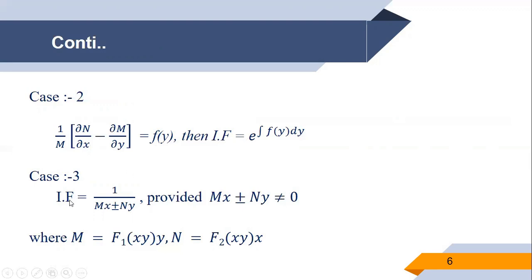Case 3. If the differential equation of the form M dx plus N dy, where M and N are of this type of form, is given, then the integrating factor is 1 upon (Mx plus Ny) or (Mx minus Ny), where Mx plus Ny is not equal to 0 or Mx minus Ny is not equal to 0. So there are different cases for finding the integrating factor.